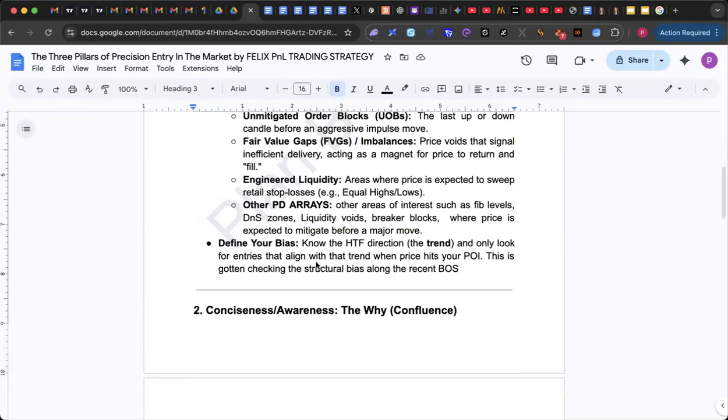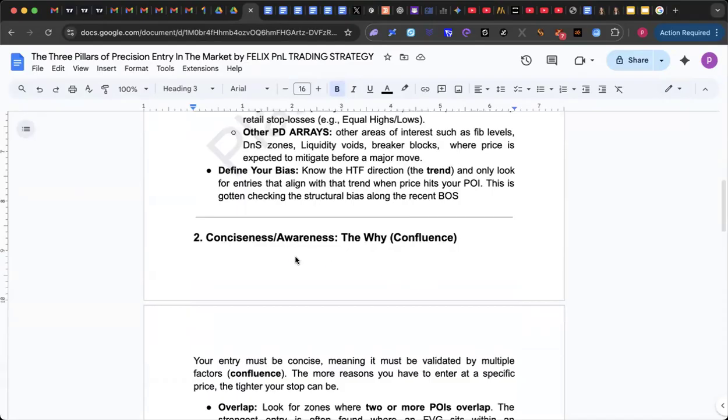But for you to even ascertain your point of interest, you want to define the bias, which has to do with the higher time frame, like I've said, the trend. And only look for entries that align with that trend when price hits your point of interest. So this is checking the structural bias along with the recent break of structure. So we're going to be doing this in the chart quickly.